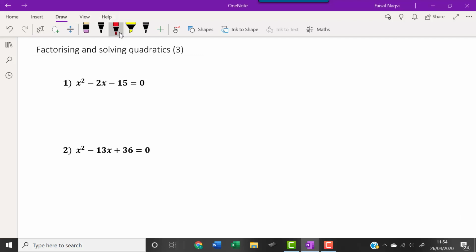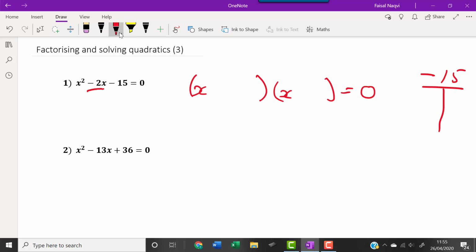Okay, if I take a look at the first one, I've got a quadratic where a equals 1, so I know that I can just open up two brackets. I put my equal to 0 because I've got to solve it. I then put in my x's, and then I take my minus 15, and I ask my two questions. My two questions are, what two numbers multiply together to give me minus 15, but add together to give me minus 2?